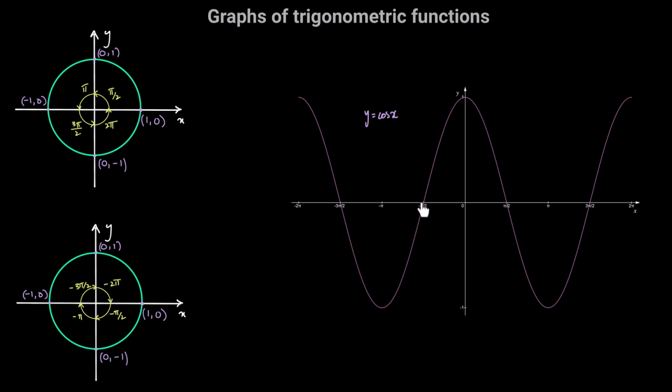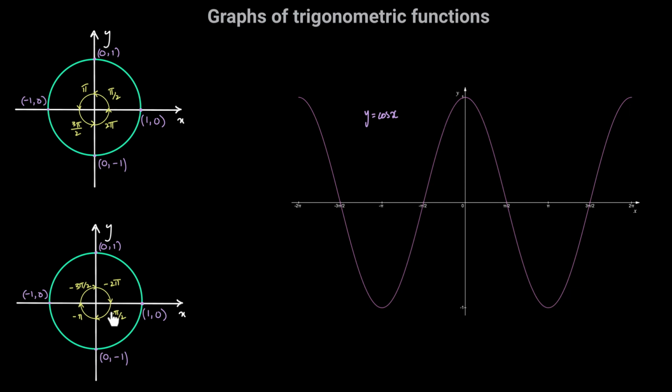So when the angle x is negative pi over 2 radians or negative 90 degrees, cosine of x is equal to 0. Similarly, when the angle x is negative pi radians or negative 180 degrees, then we can see that the x coordinate is negative 1. So therefore, when x is equal to negative pi radians or negative 180 degrees, cosine of x is equal to negative 1. When the angle x is negative 3 pi over 2 radians or negative 270 degrees, the x coordinate of the point on the unit circle is 0. So when x is negative 3 pi over 2 radians or negative 270 degrees, cosine of x again is equal to 0.